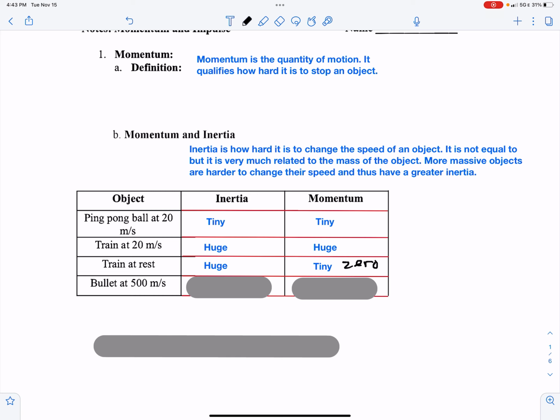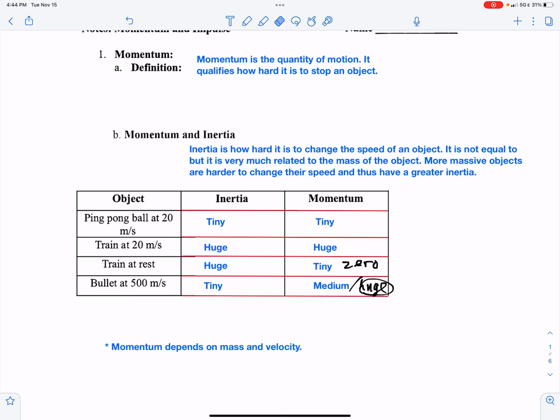A bullet going at 500 meters per second. Well, the inertia of that bullet is going to be tiny simply because of its mass. Its mass is tiny, right? But its momentum is going to be medium to huge. Okay, now think about that, right? A bullet going 500 meters per second is over 1,000 miles per hour, okay? That it's going to be hard to stop that. It's going to pass through a lot of things. So I would venture to say it's probably on the huge side of momentum.